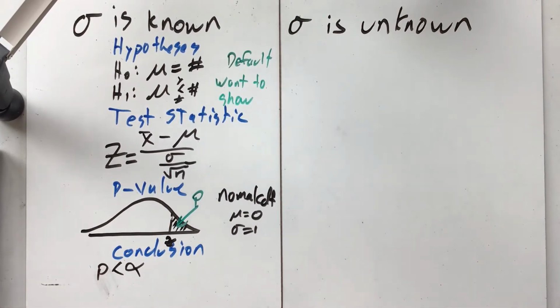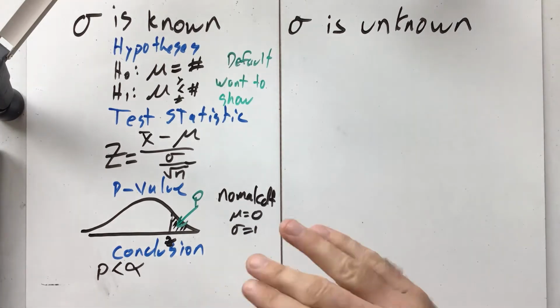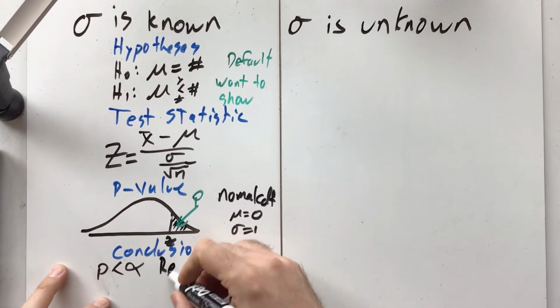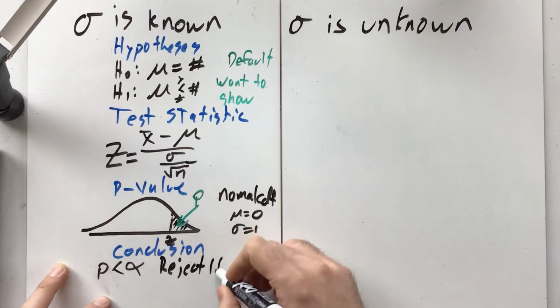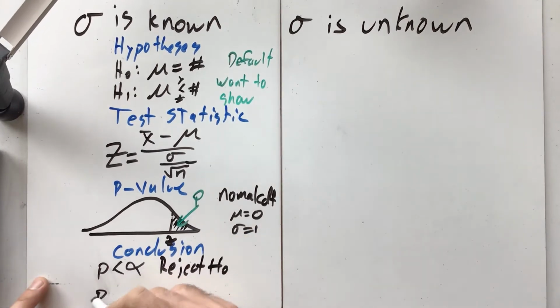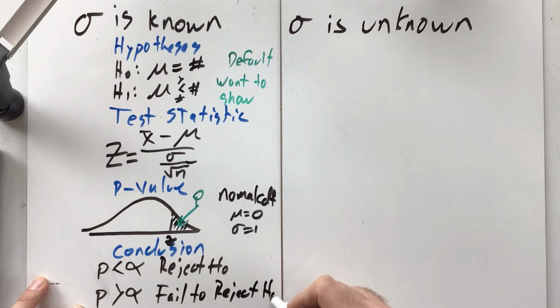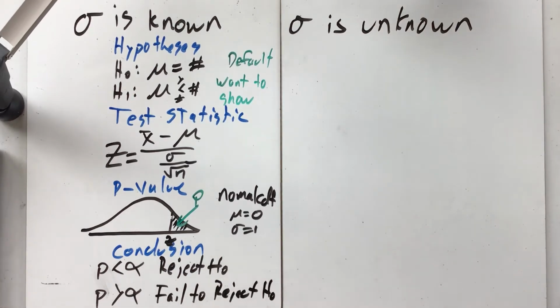This is the point at which we've decided if we're smaller than that point, then we're going to reject our hypothesis. And if we're bigger than that point, then we're going to fail to reject our hypothesis. So if the answer from here is smaller than alpha, then we reject our null hypothesis. And if p is greater than whatever that alpha is, we fail to reject our null hypothesis.